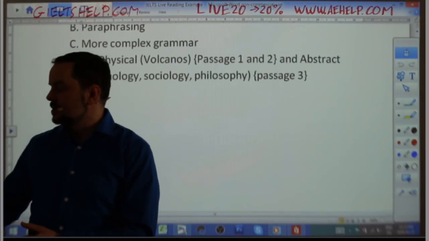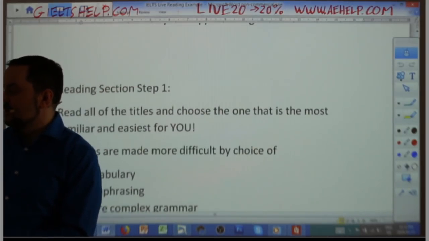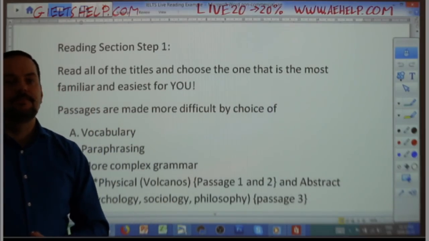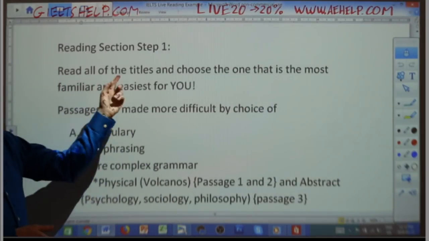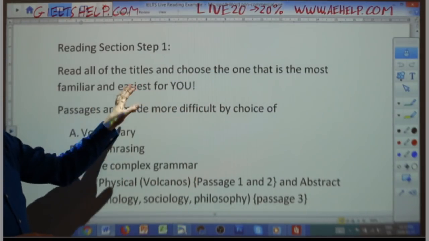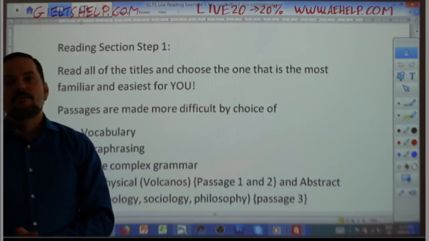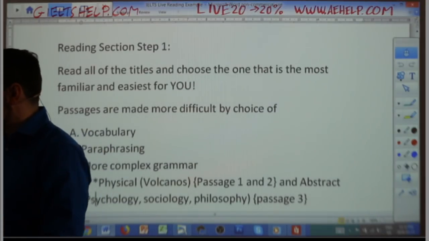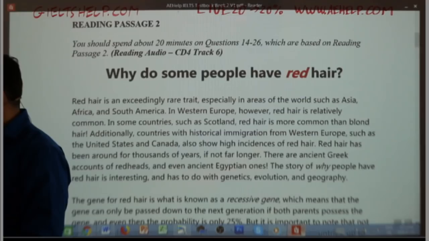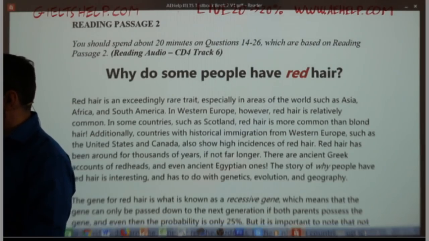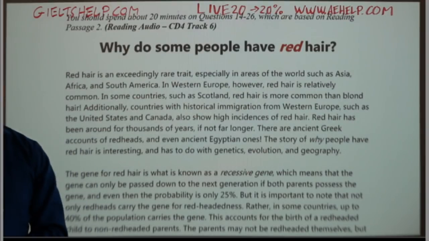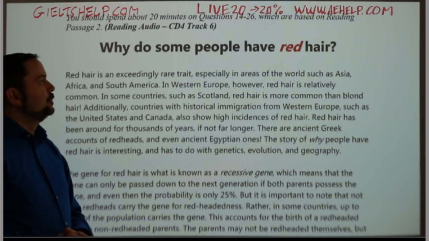So again, your step number 1 is read all of the titles. It's very important to read the title. Okay, so read all of the titles and choose the one that is the most familiar and easiest for you. Of course, you can't do that today because today I'm choosing for you, and the topic is why do some people have red hair? All right, awesome. So what is step number 2?